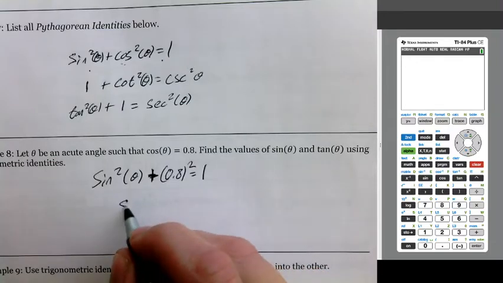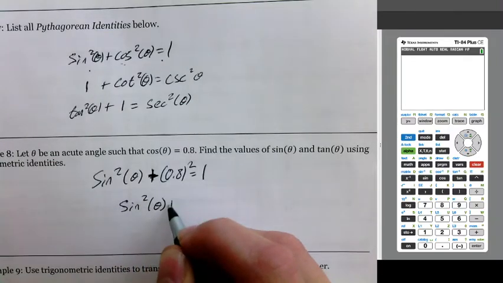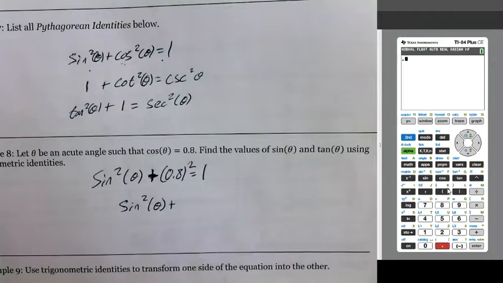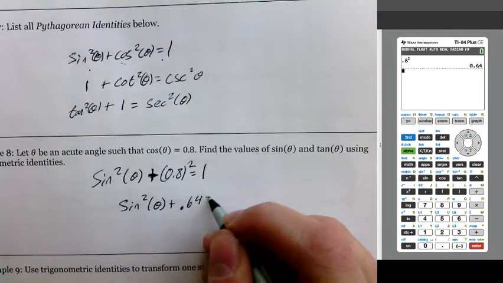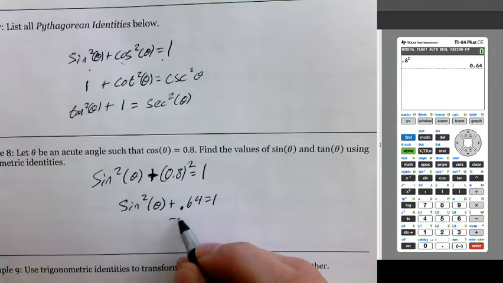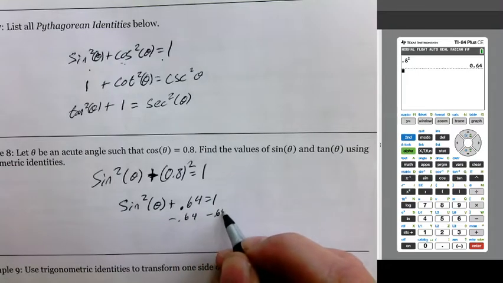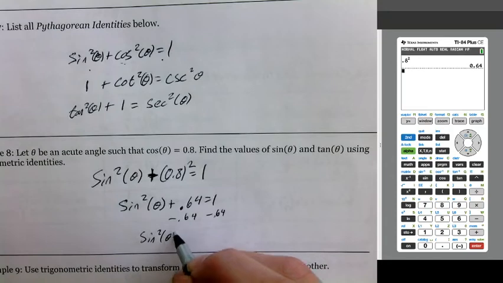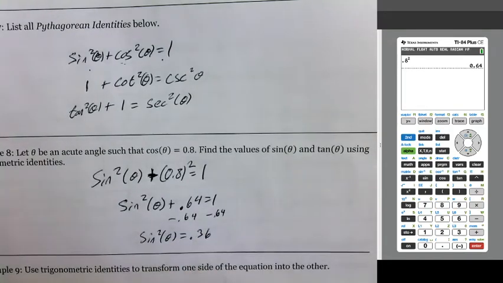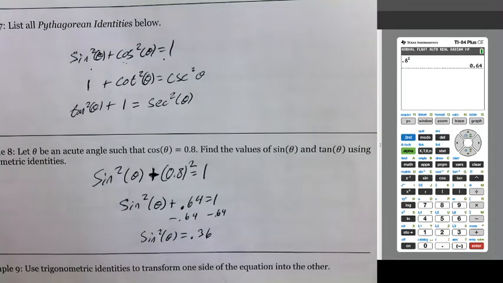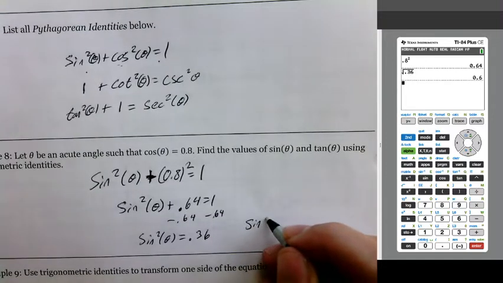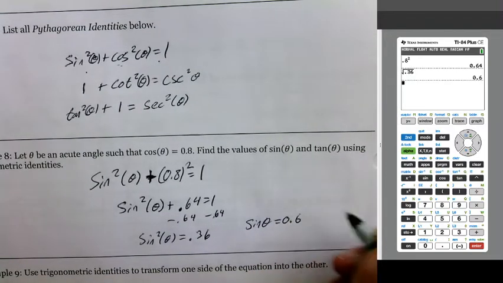Okay, so sine squared of theta plus, and then let's see what 0.8 squared is. 0.8 squared is 0.64. So plus 0.64 equals 1. So let's subtract 0.64 from both sides. And we'll get sine squared of theta equals 0.36. Take the square root of 0.36, so square root of 0.36 we find is 0.6. Therefore, sine of theta equals 0.6.